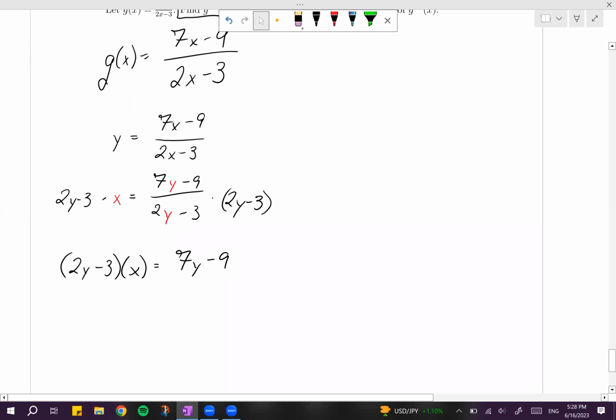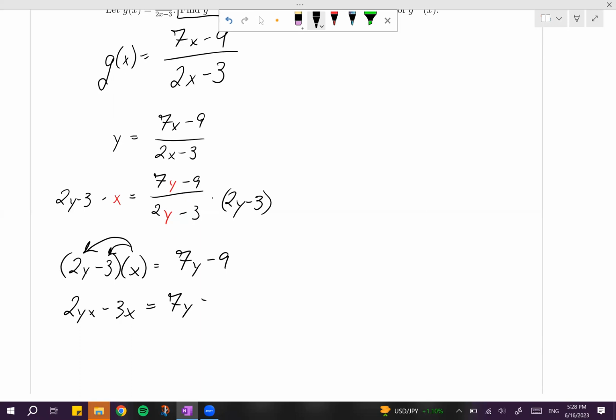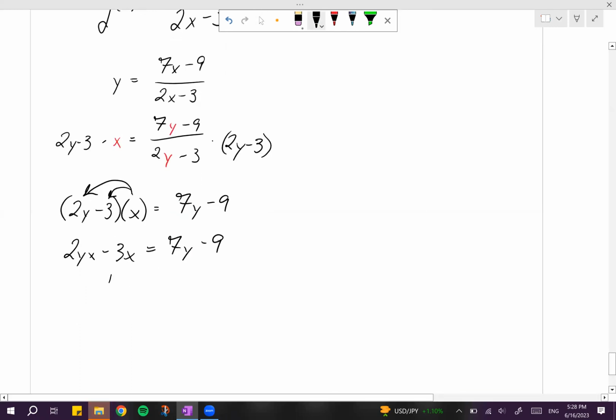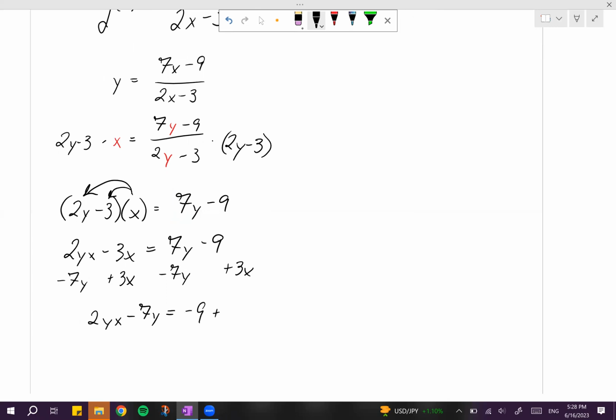I'm going to distribute this x to both terms, and I'm going to get 2yx minus 3x equals 7y minus 9. I'm going to add this 3x to this side, and I'm going to subtract this 7y from this side. And we get 2yx minus 7y equals negative 9 plus 3x.